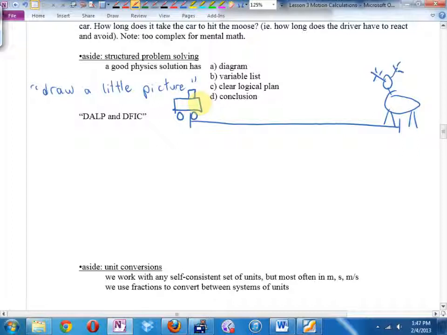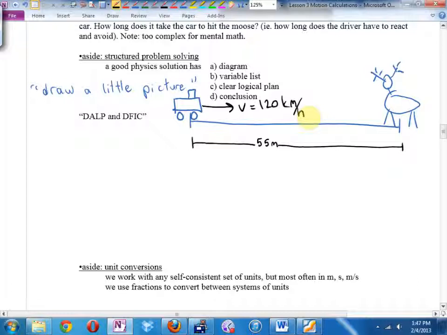Let's label the diagram. What else do we know? What else has the question said? Okay, they've told me that this distance here is 55 meters. You know, I think I'll show that with an arrow like this, and I'll write V equals 120.